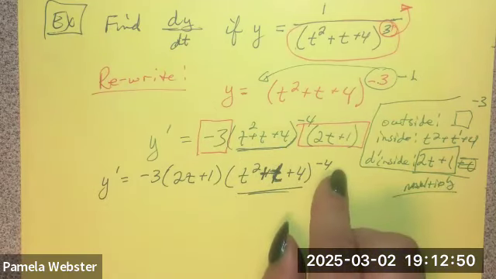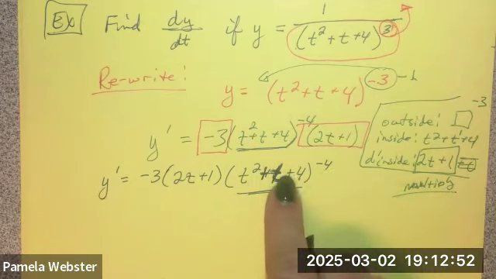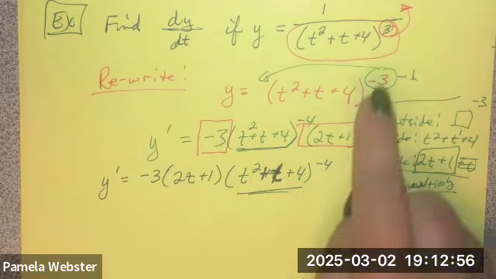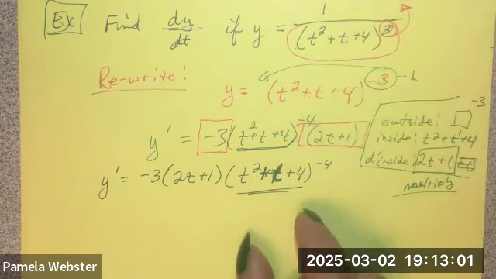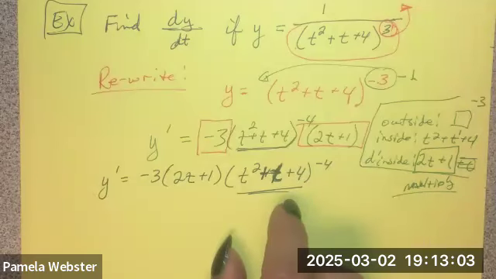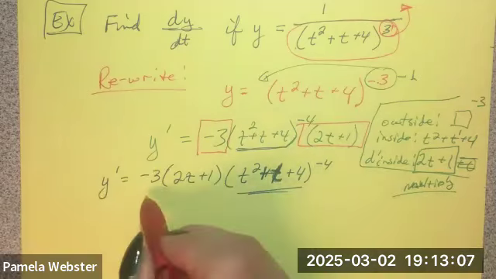Raising something to the -4th power, yuck. If you want to, you can put him back on the bottom, right? Because he's got a negative exponent. He came from the bottom. That's how he got the negative exponent. So if you wanted to move him back down to the bottom, you can. And I'll show you what that looks like in a minute. But first, I want to clean this up.